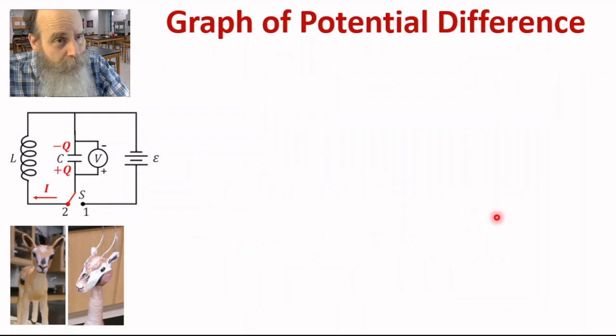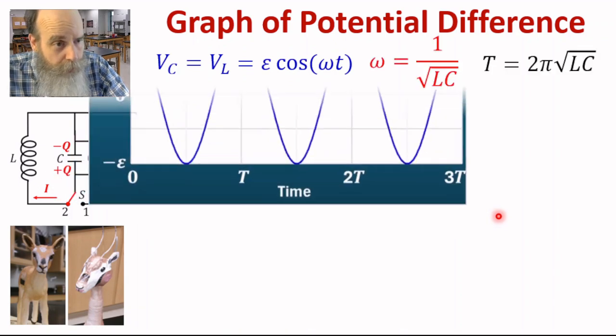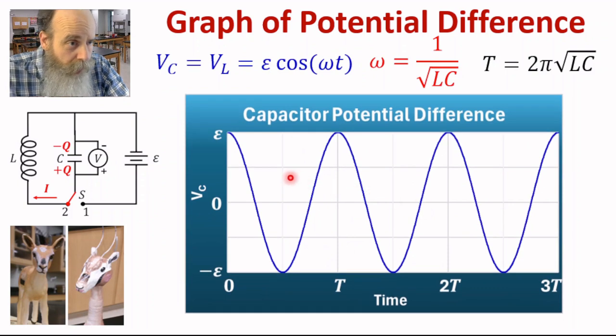Let's look at a graph of potential difference versus time. So there's our potential difference. It's a cosine. There's omega, there's t. And so this is what we get: a cosine function. Equilibrium is 0. It goes between negative E and positive E. We have one cycle from 0 to T, another cycle from T to 2T, and then another cycle from 2T to 3T. So this is what we expect the potential difference across the capacitor to be in our experiment. Let's see if that is what we get.